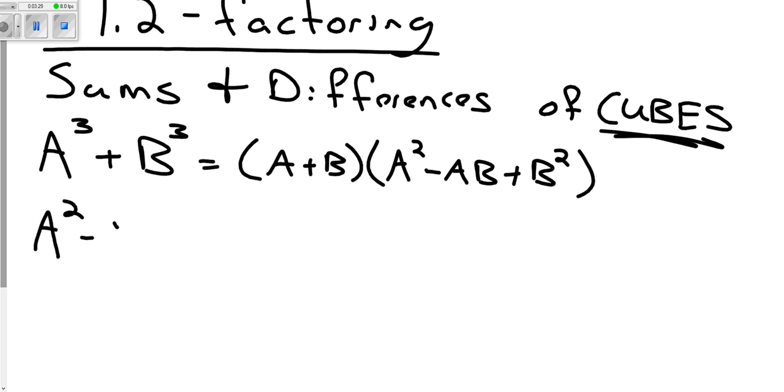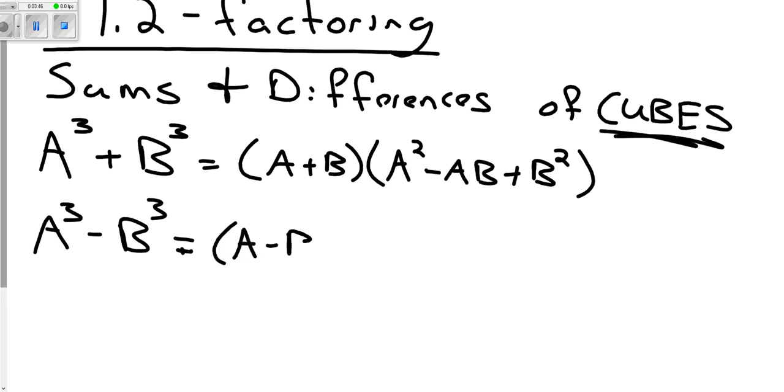Now let's look at a difference of cubes. A cubed minus b cubed. That's going to be a minus b, bracket, a squared plus ab plus b squared.